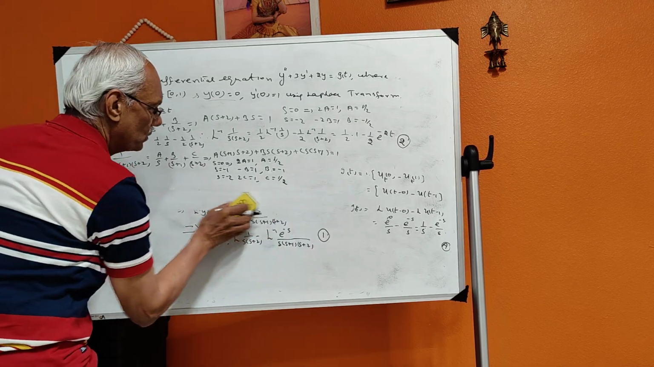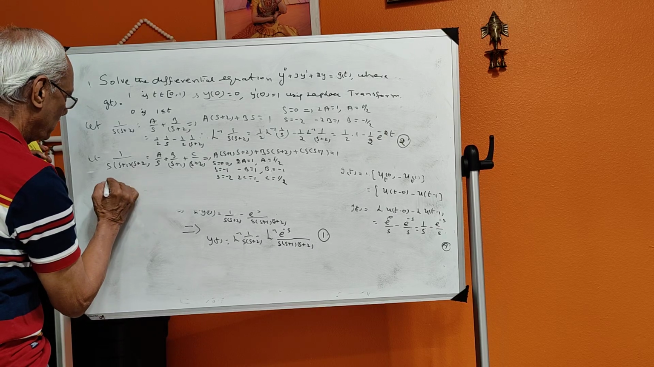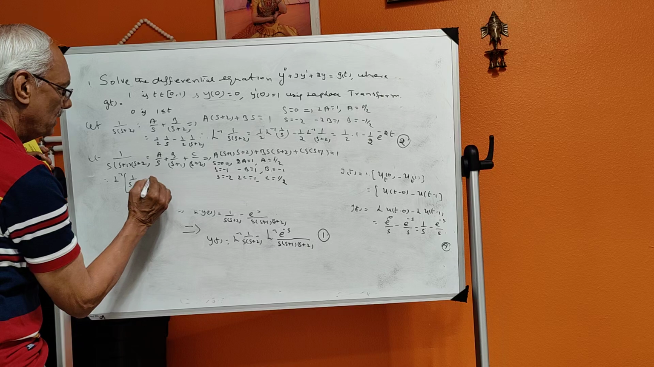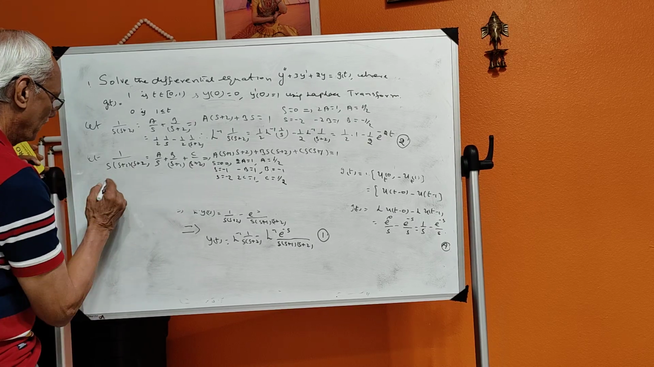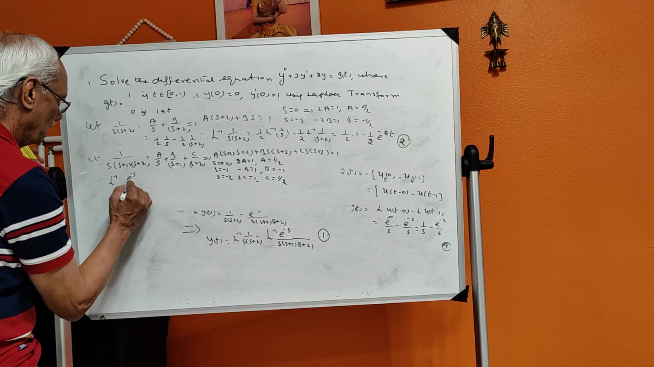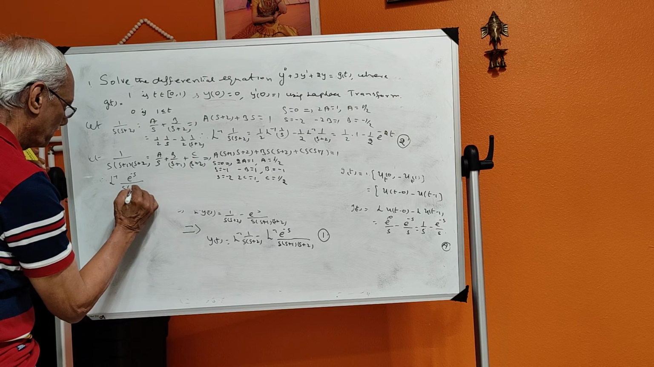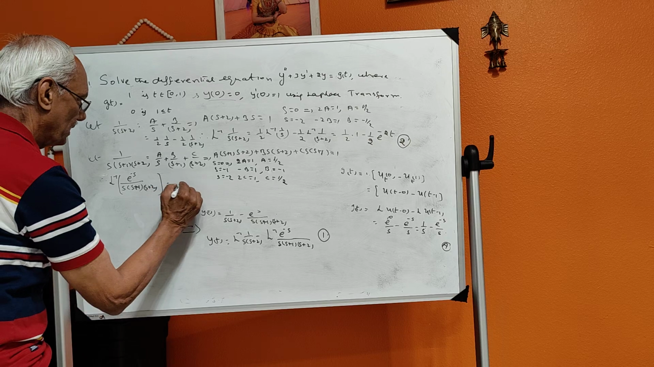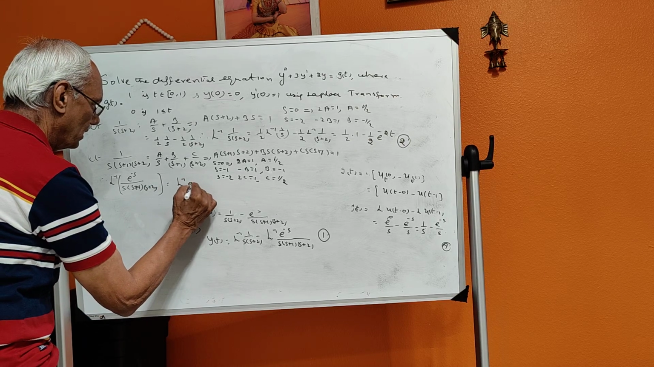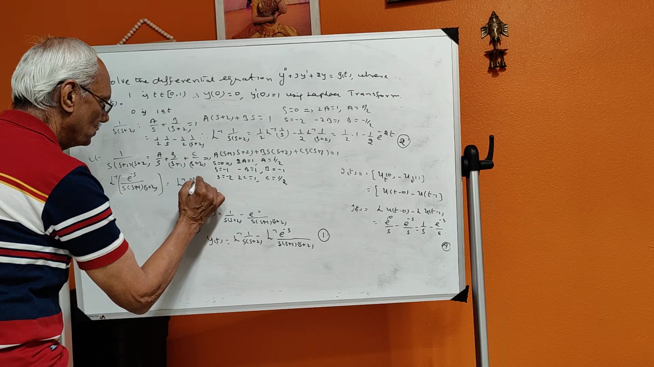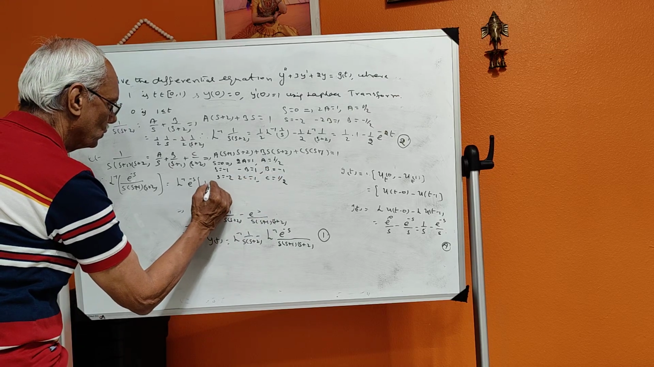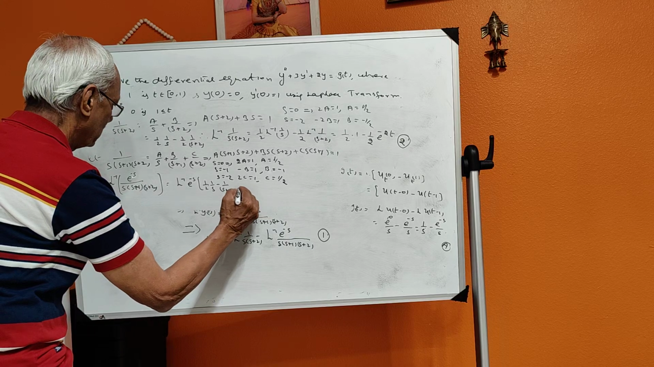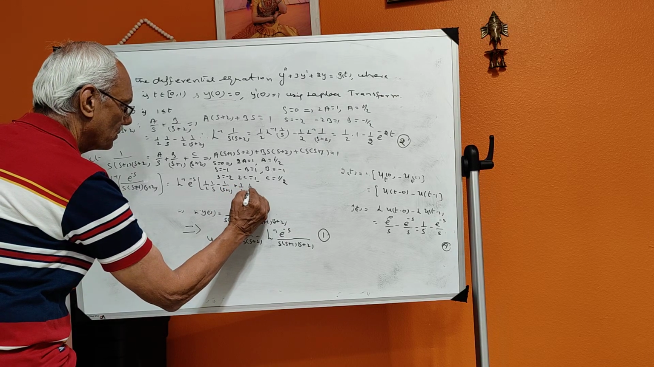So what do you get here then? Therefore you can write this as, therefore L minus 1 of e to the power of minus s divided by s into s plus 1 into s plus 2 is equal to L minus 1 of e to the power of minus s into, a is 1 by 2, 1 by s minus 1 by s plus 1 plus half into 1 by s plus 2.